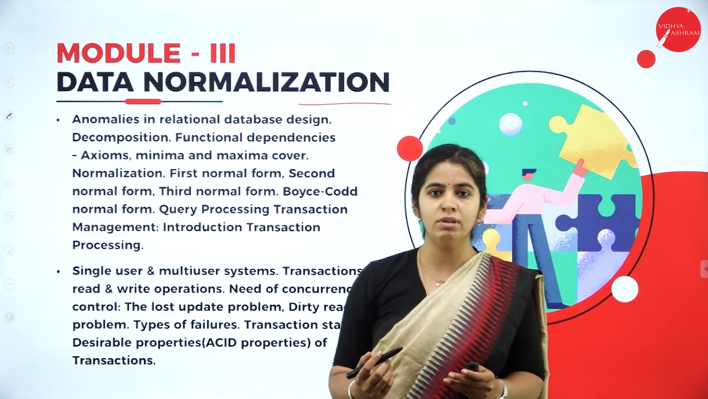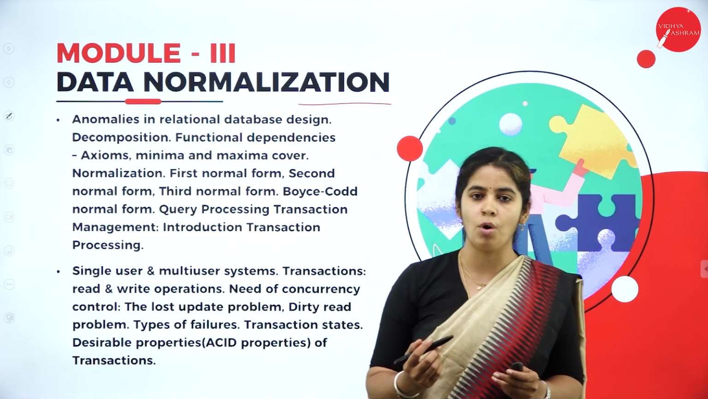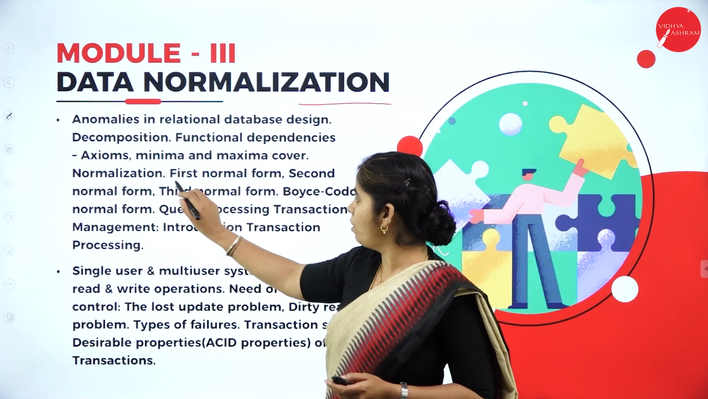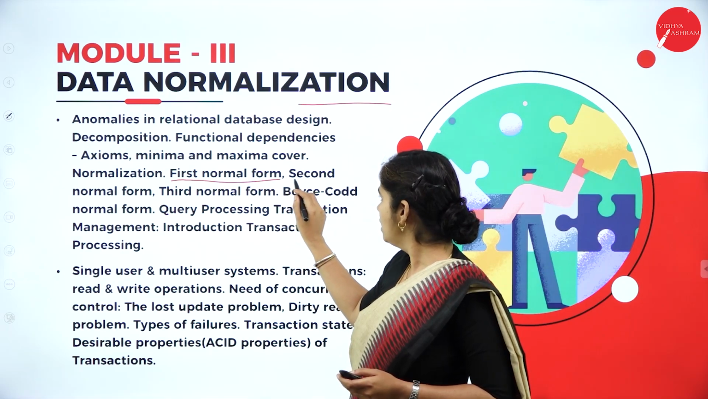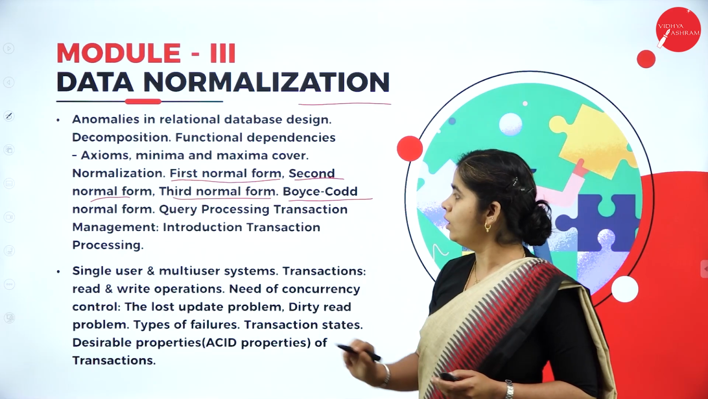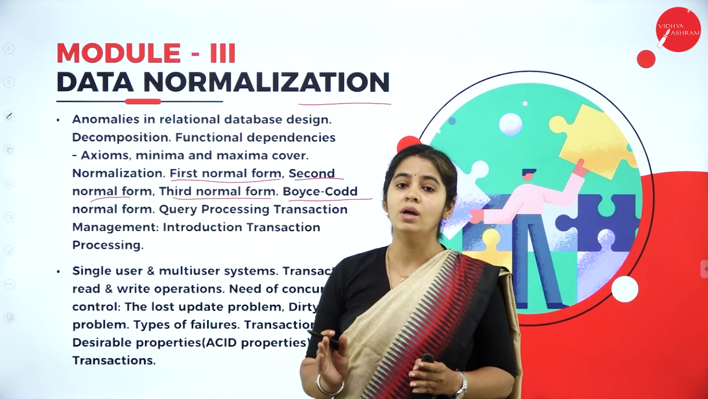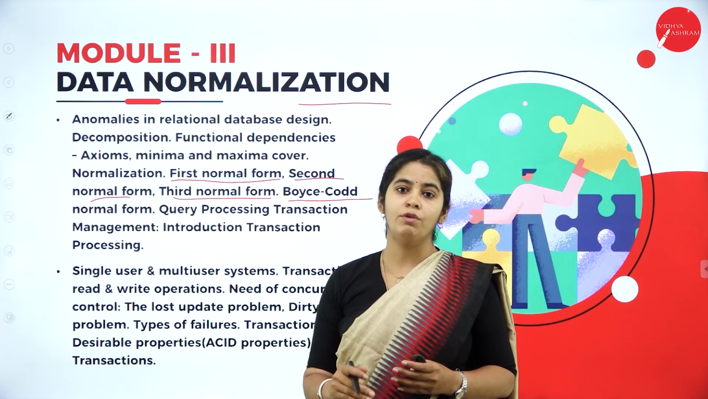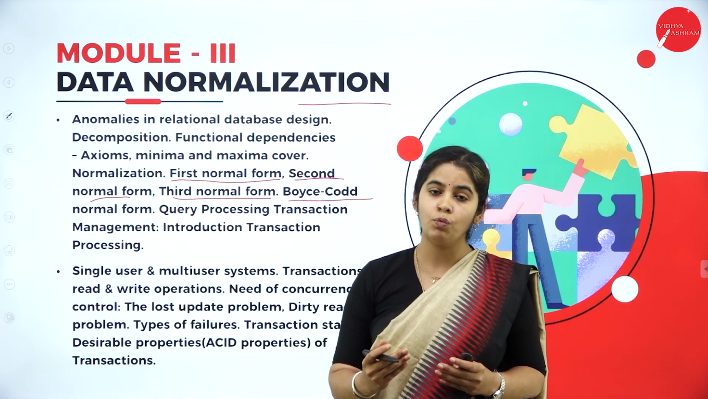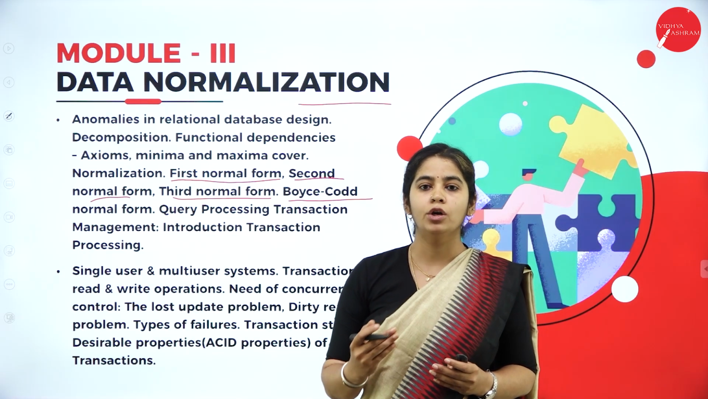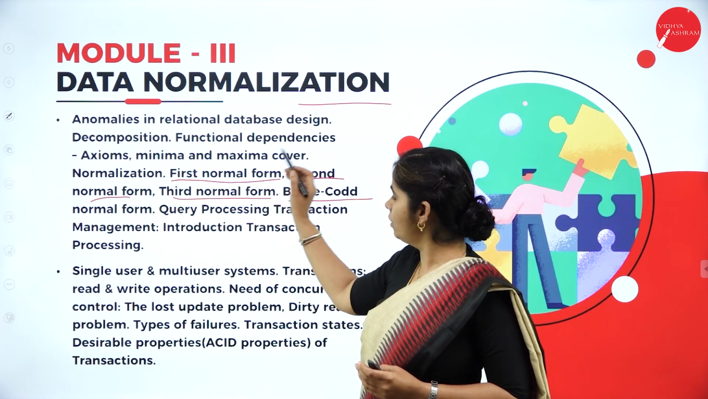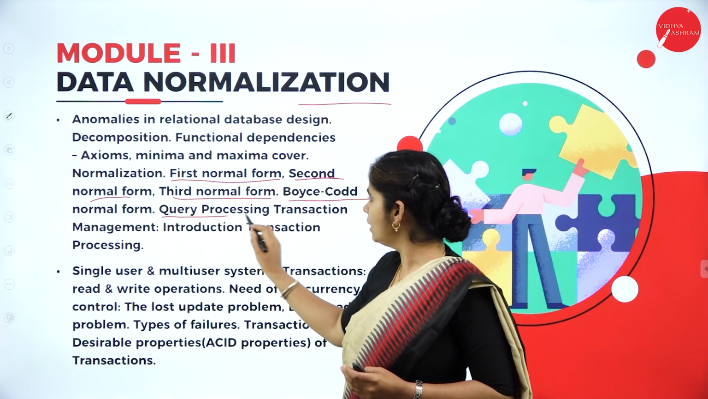How can we achieve this normalization? We can achieve normalization by different normal forms. We are going to study the different normal forms, that is first normal form, second normal form, third normal form, and Boyce-Codd normal form. These are some different normalization techniques that we apply on the database, so that we can reduce the anomalies of the database. Okay, then after doing the normalization, we are processing the query.